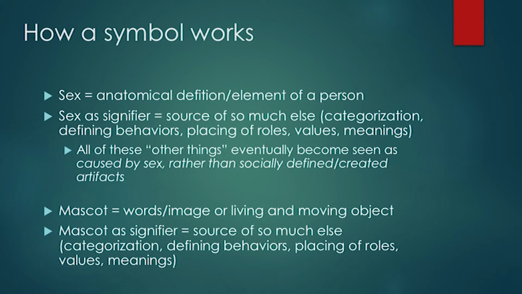And other symbols work in a similar way. There's the actual element of a symbol itself. So the mascot: there's the words or image or a living person in a costume or some sort of moving object. That's easy enough to understand. It's a very straightforward thing. But the mascot as a signifier is a source for so much else: categorization of sports fans, defining behaviors for sports fans, placing roles on what we're supposed to do and when we're supposed to do it, placing shared values and meanings. So a mascot works in a similar process as any other symbol. You can take the mascot at face value. It's just a guy dressed up as a dog. But when the mascot starts its work as a signifier, it takes on so much more definition of roles and values and behaviors, taking on a larger force in that community.